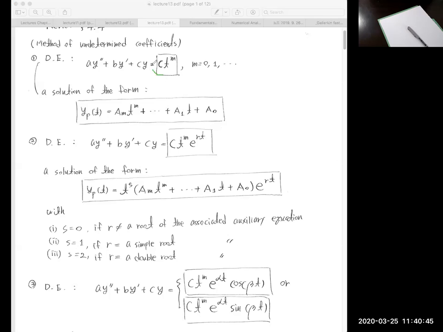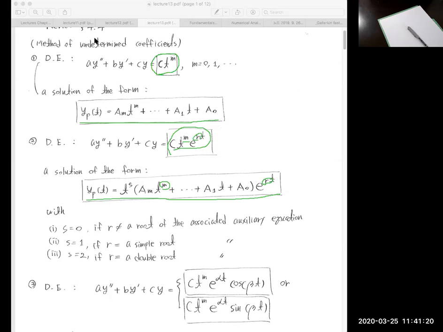As you can see, if the external force is just a monomial, then the solution has a form like this. If the external force is a monomial times an exponential function, then the solution has the form t to the s power times a polynomial times an exponential function. Here the degree m of the polynomial is given in the external force, and r is also given in the problem.